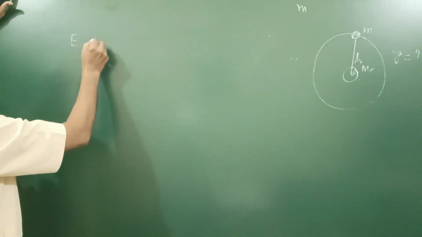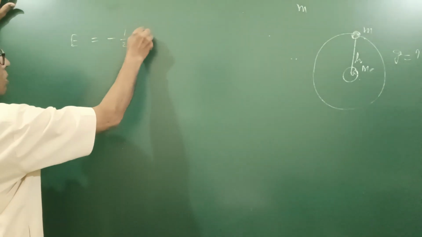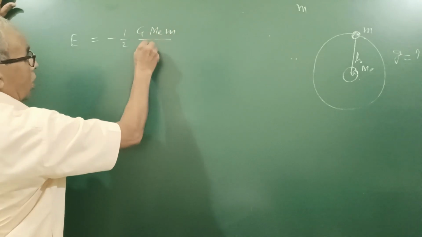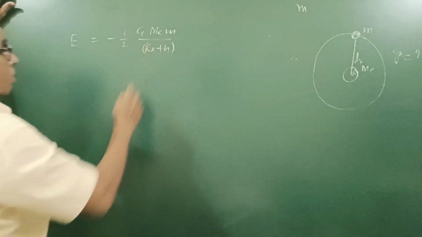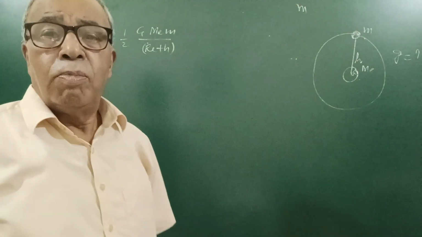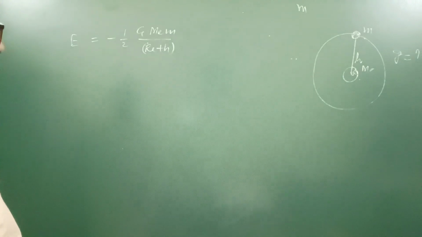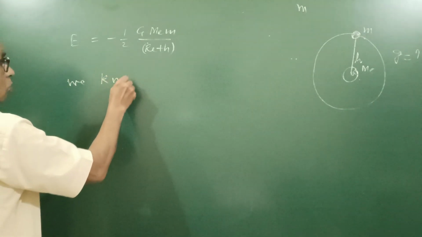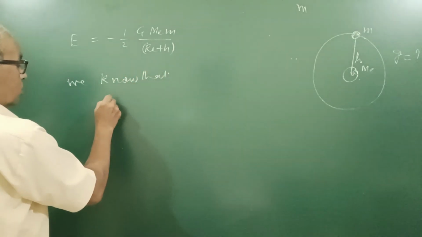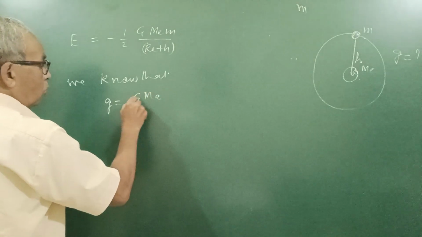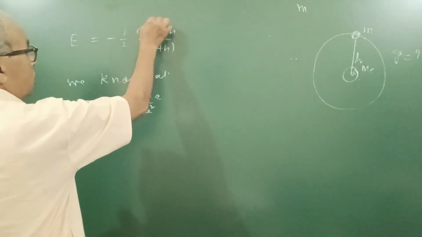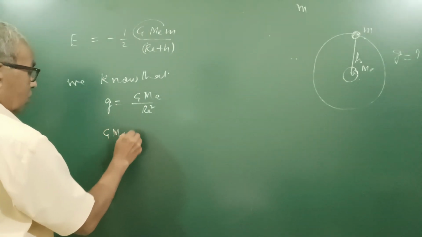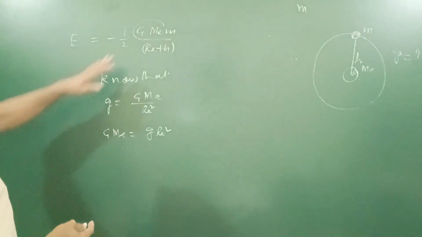As we know, the energy of a satellite in an orbit is E equal to minus half G ME M upon RE plus h. This is the expression for the total energy of the satellite, the sum of kinetic energy and potential energy. Now, from the relation of small g, we know that small g equals G ME upon RE square. So G ME here equals g RE square. Simple, put this value here.